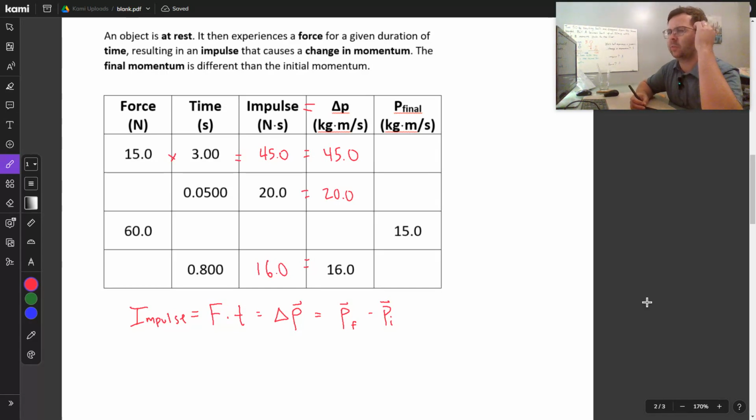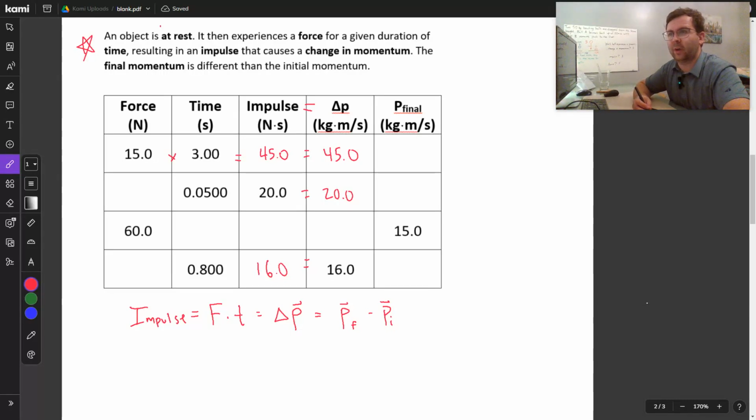Now, it has here as this last column the final momentum. Usually we would need to know the initial momentum if we only know the change in momentum, but I skipped over the beginning, which is probably what a lot of you might do too when you're doing problems like this. I didn't read the actual information at the start here. It says an object is at rest, and then it experiences a force for a given duration of time, resulting in an impulse that causes a change in momentum. The final momentum is different than the initial momentum.